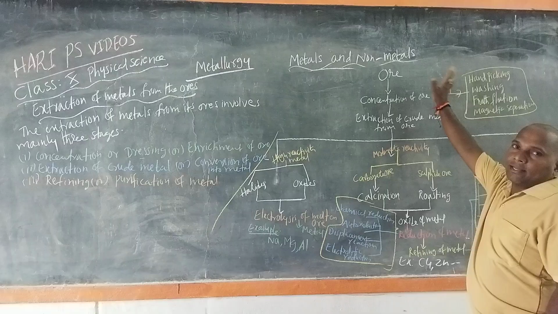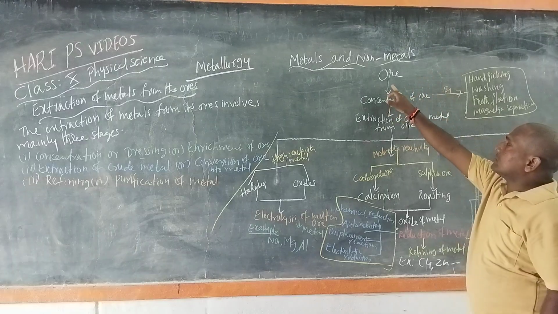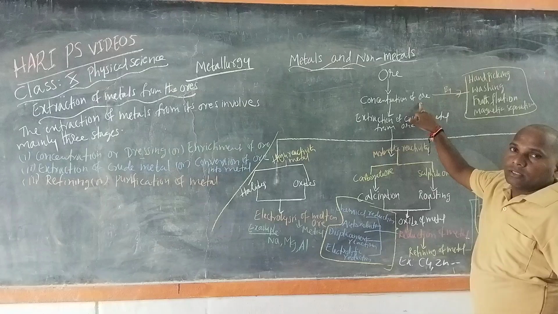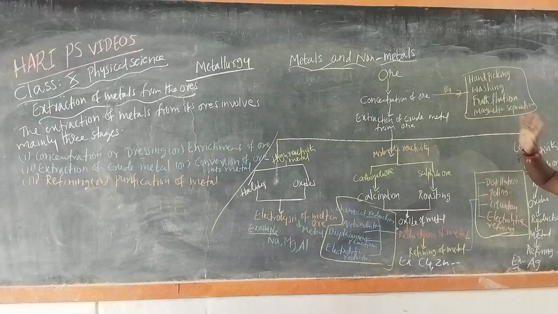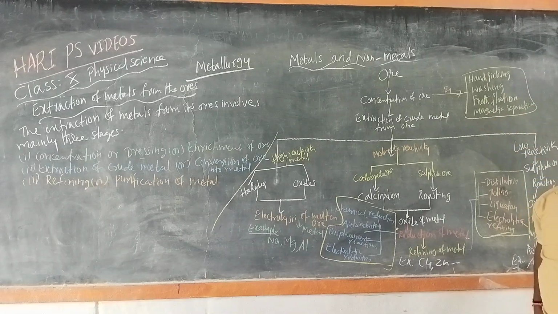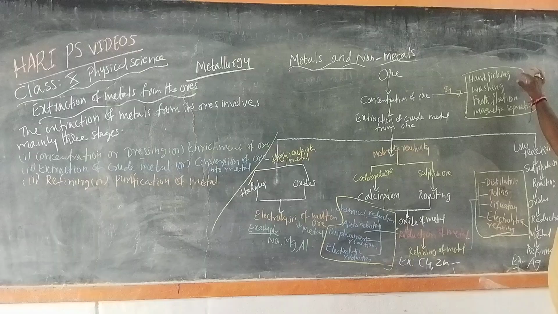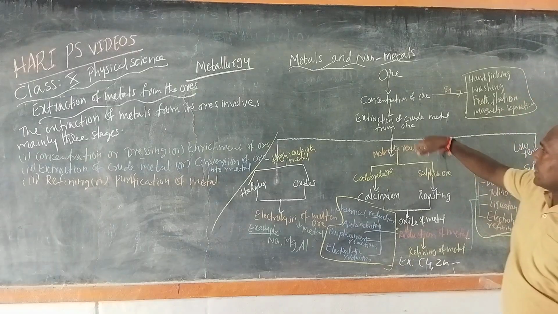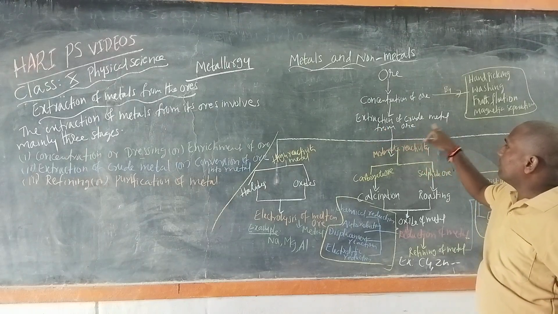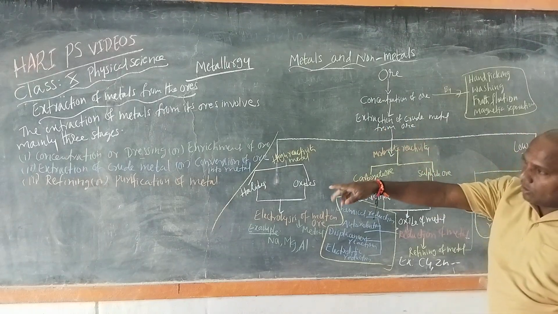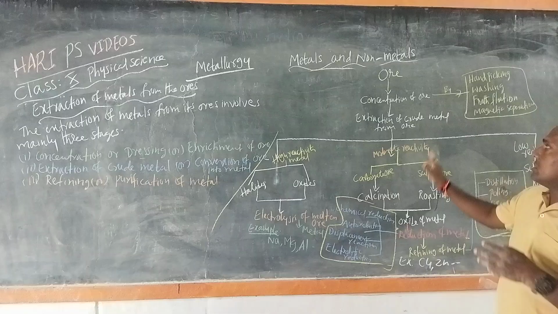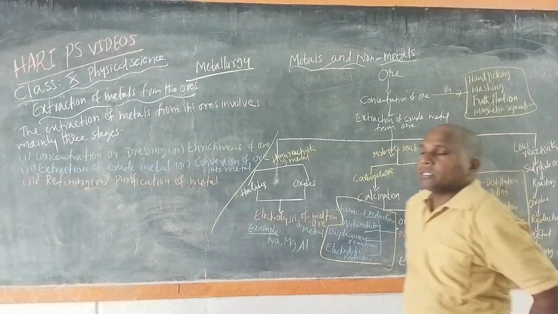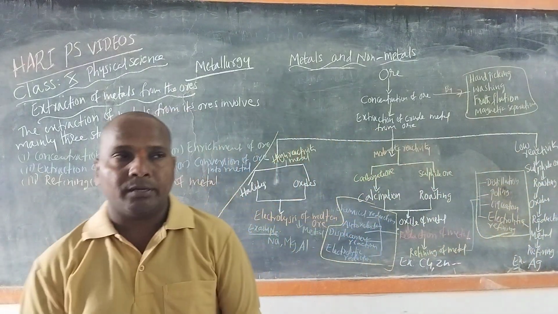So ore, as we know what is meant by ore. Then the first stage is concentration of ore. This concentration of ore takes place by using four methods, depending upon the impurities present: hand picking, washing, flotation, and magnetic separation. We will discuss them. The second step is extraction of crude metal from ore, or conversion of ore into metal.